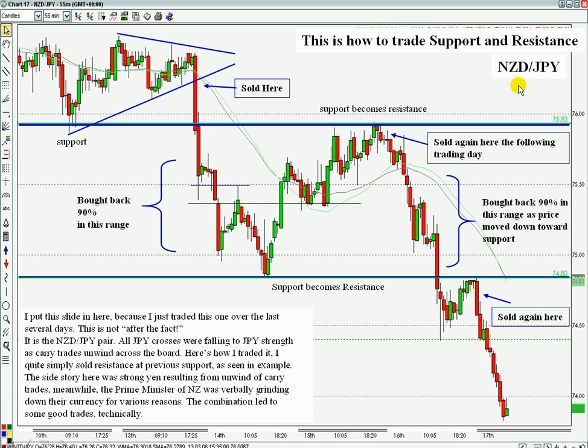But more importantly, exports in New Zealand seemed to be fading somewhat. To stimulate exports, the Prime Minister of New Zealand started to verbally jawbone, or grind down, the valuation of the currency by publicly stating that he effectively did not care if traders sold his currency. That pretty much is a green light, folks.